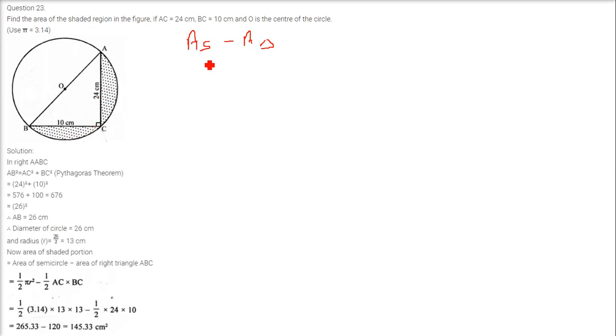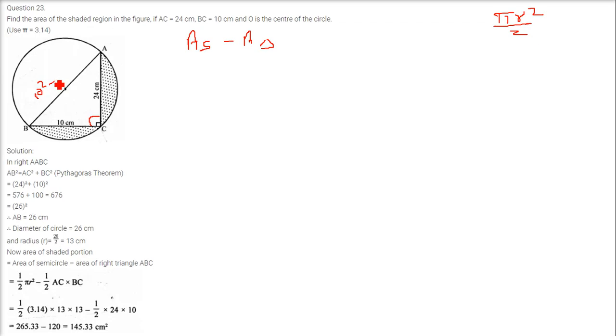But in order to find out the area of the semicircle, pi r square is the area of the circle and pi r square by 2 is the area of the semicircle. For this we need the radius. So we have to find out the radius. For that we have 10 and 24. So what will be the diameter? This is 90 degrees. So we'll use the Pythagoras theorem.